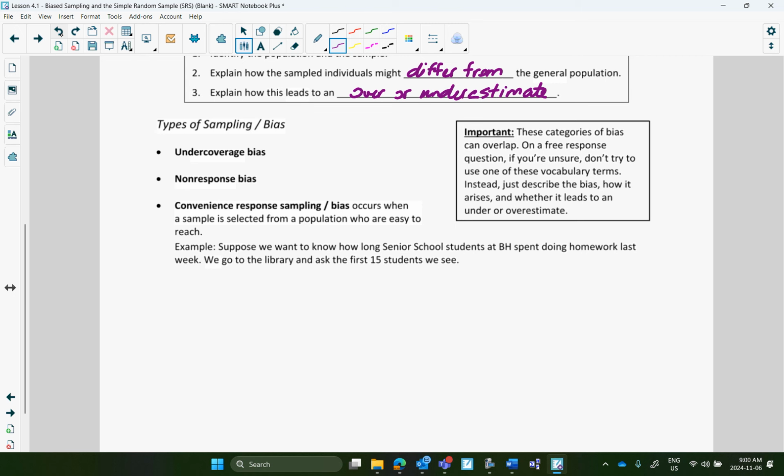If students are using their spares to go study in the library, then they're probably more motivated to do work. Yes, exactly. They're probably more motivated students and they're probably getting more work done than the average student. Because remember, it just says spent doing homework last week. You don't necessarily have to do homework away from school. You can do it in school. So chances are most of these 15 students, if not all of them, are highly motivated and therefore doing a lot of homework.